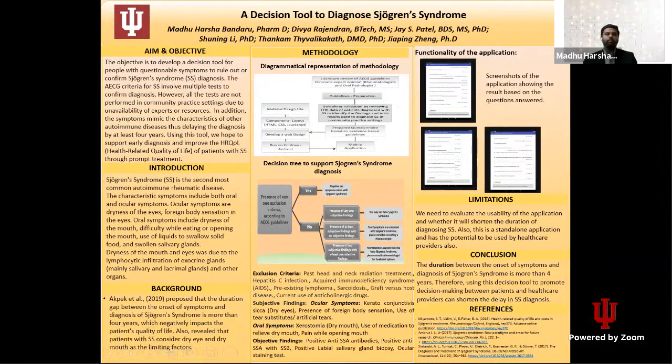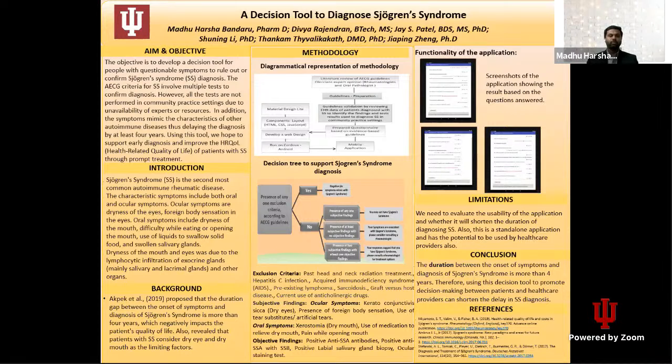Hi everyone, my name is Madhursha Bandaru. My project is on developing a decision tool to diagnose Sjogren's syndrome. The objective of the project is to develop a decision tool for people with questionable symptoms to rule out or confirm Sjogren's syndrome diagnosis. Sjogren's syndrome is the second most common autoimmune rheumatic disease. It is characterized by the lymphocytic infiltration of the exocrine glands, namely parotid glands, salivary glands, and lacrimal glands as well.